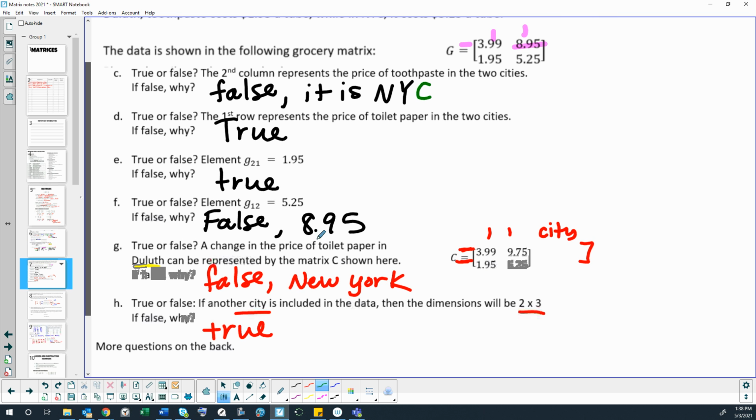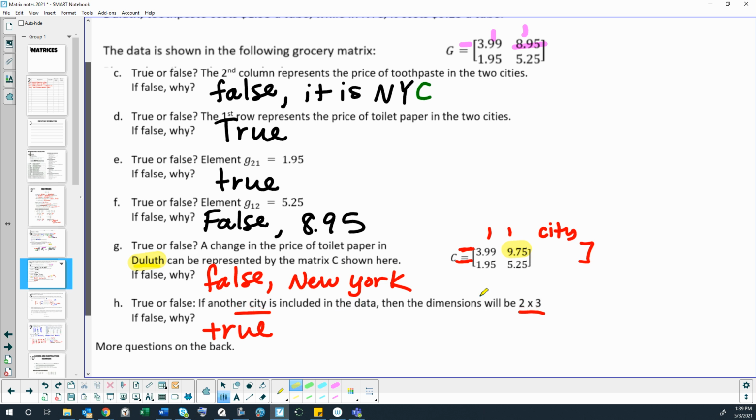True or false? A change in the price of toilet paper in Duluth can be represented by the matrix shown here. So what has changed? Let's look at our original. $3.99, $1.95, $8.95, $5.25. Oh, look, that's the number that's changed right there. The $8.95 has changed to a $9.75. So that is not Duluth. That is New York that has changed the price of toilet paper.